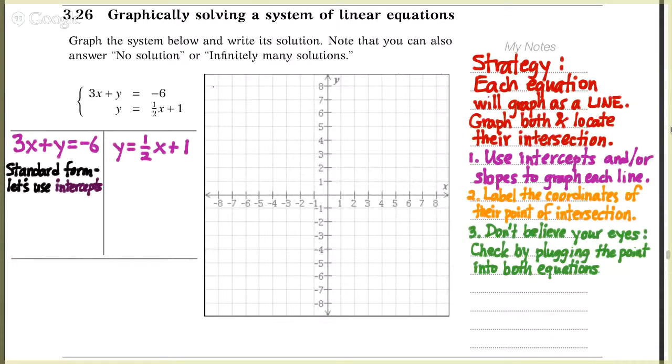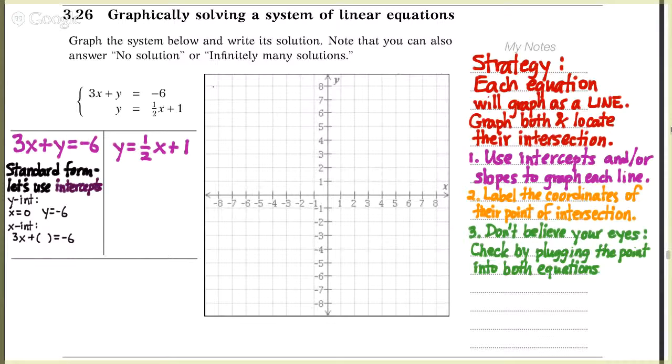Because it's in standard form, let's take the approach for graphing it where we find its x and y intercepts, then we just plot them on the graph and connect the dots. If I want to find the y-intercept of this equation, I should set the x-coordinate equal to 0. 3 times 0 plus y equals -6, and then just solve for y. When I do that, I get y = -6. So the y-intercept for this particular equation is the point (0, -6).